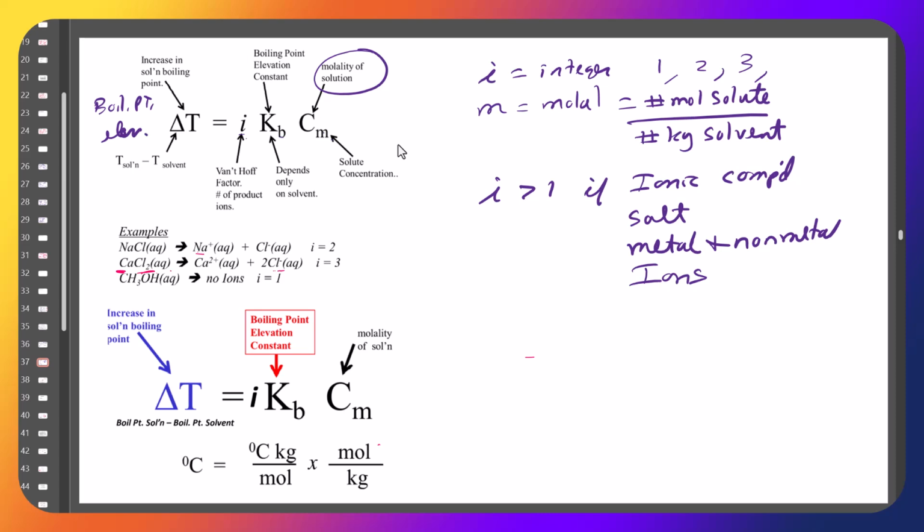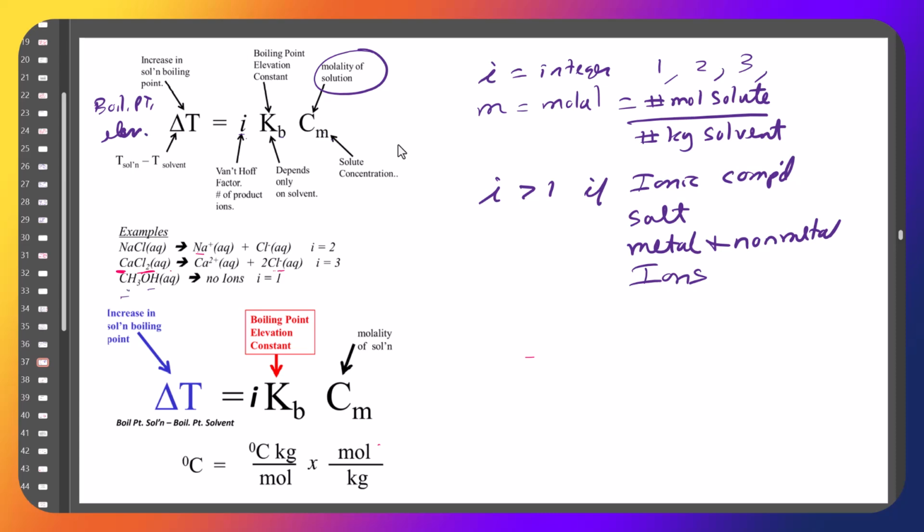Calcium chloride: calcium is in group 2A. It's a metal, obviously. Chloride is a nonmetal. And then the third one here, CH3OH, it's a carbon compound. There's no metal and nonmetal here. I suppose you could say carbon, H, and O are nonmetals, but there's no metal.